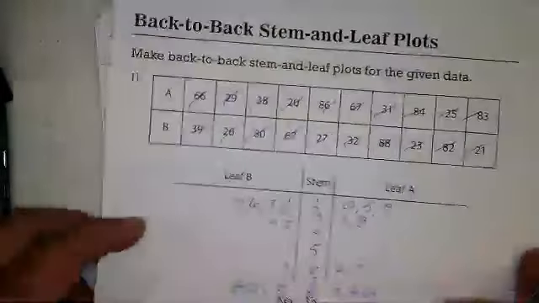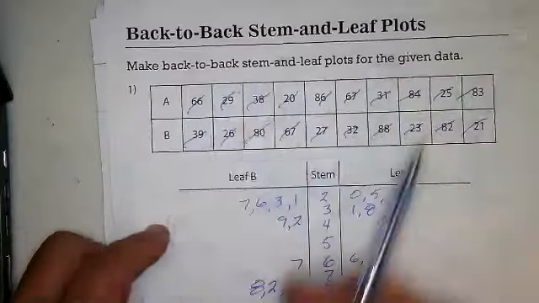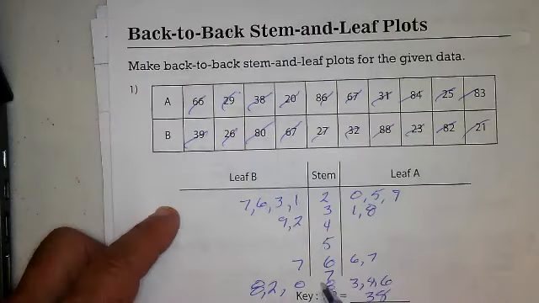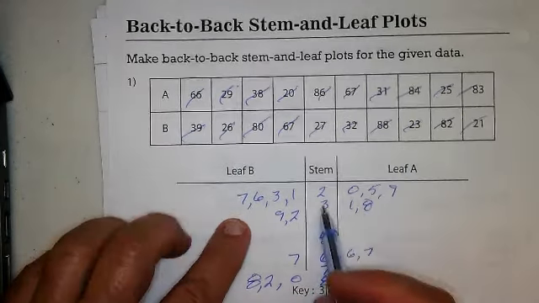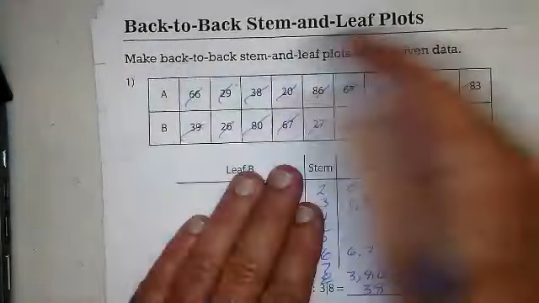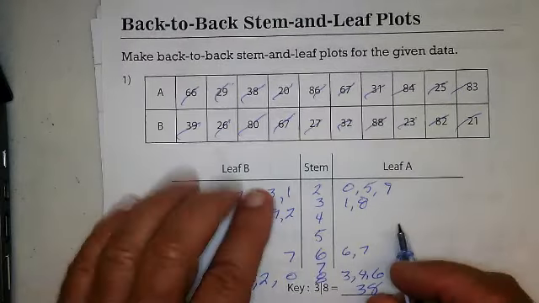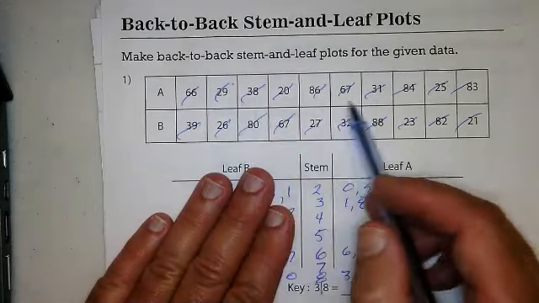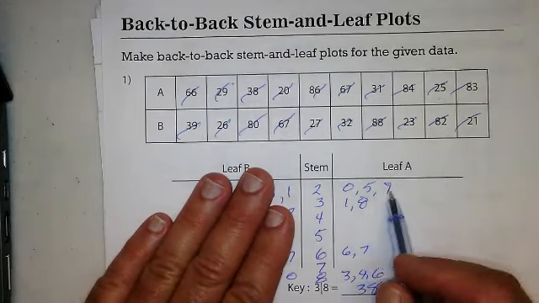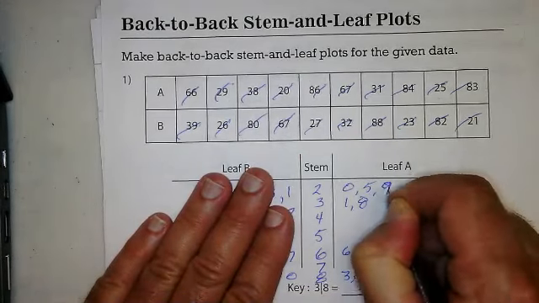Okay, so let's turn the page. So we're making a back-to-back stem plot. Our stems are in the middle. The leaves go away from the middle. And so as we look at this, I did A first and then came back and did B. But you decide whatever you want to do. So 20s, I had a 9, a 0, and a 5. So there's 0, 5, 9. These have to be in numerical order.